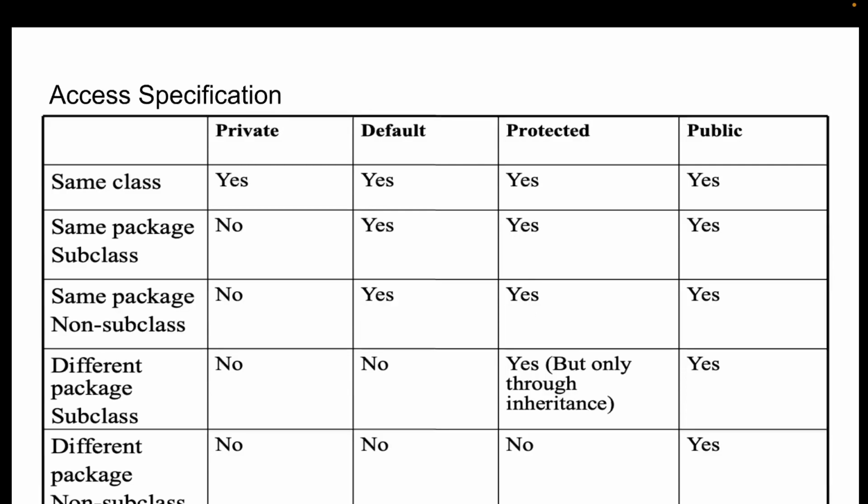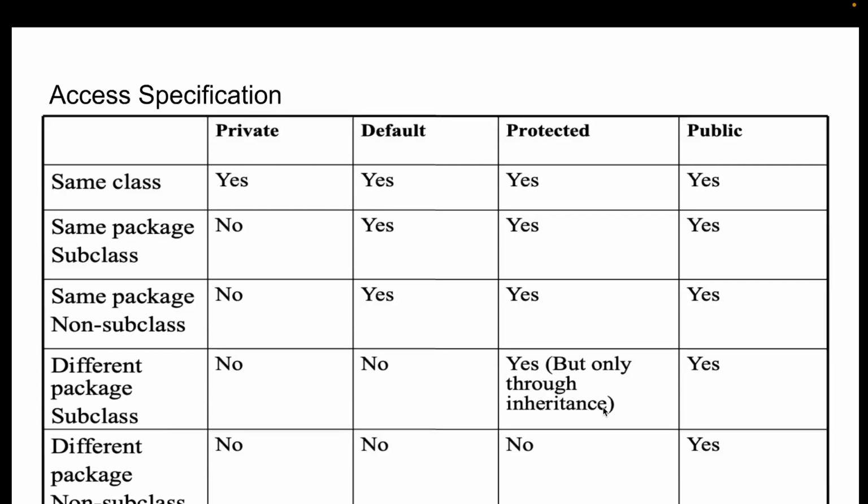Also, protected variables or methods can be accessed outside of the package, but in the other package that class has to inherit the class from the other package. Only then it will be accessible. So that is the difference. If you see this line, different package subclass, yes, but only through inheritance.